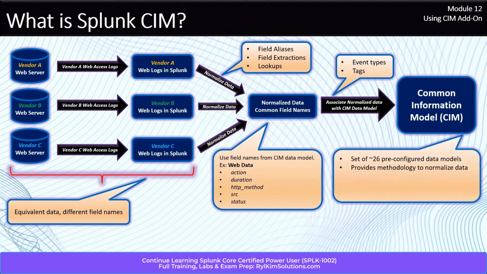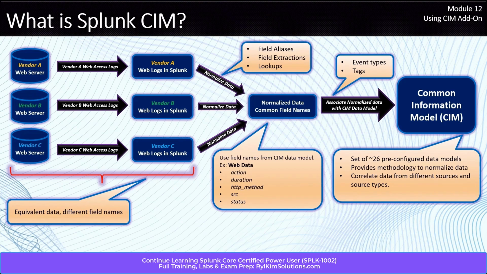So let's break it down for you here. The common information model is a set of 26 pre-configured data models. It used to be less. It's been increasing over time. I don't know the exact number now, but I think it's approximately 26 pre-configured data models. It provides a methodology to normalize data. So as you're seeing here, you're taking data from these three different vendors, and what you've done here is that you've actually normalized the data to a common standard so that the field names are the same. So you normalize that and associate it to a data model within the CIM. So it provides a methodology for normalizing data.